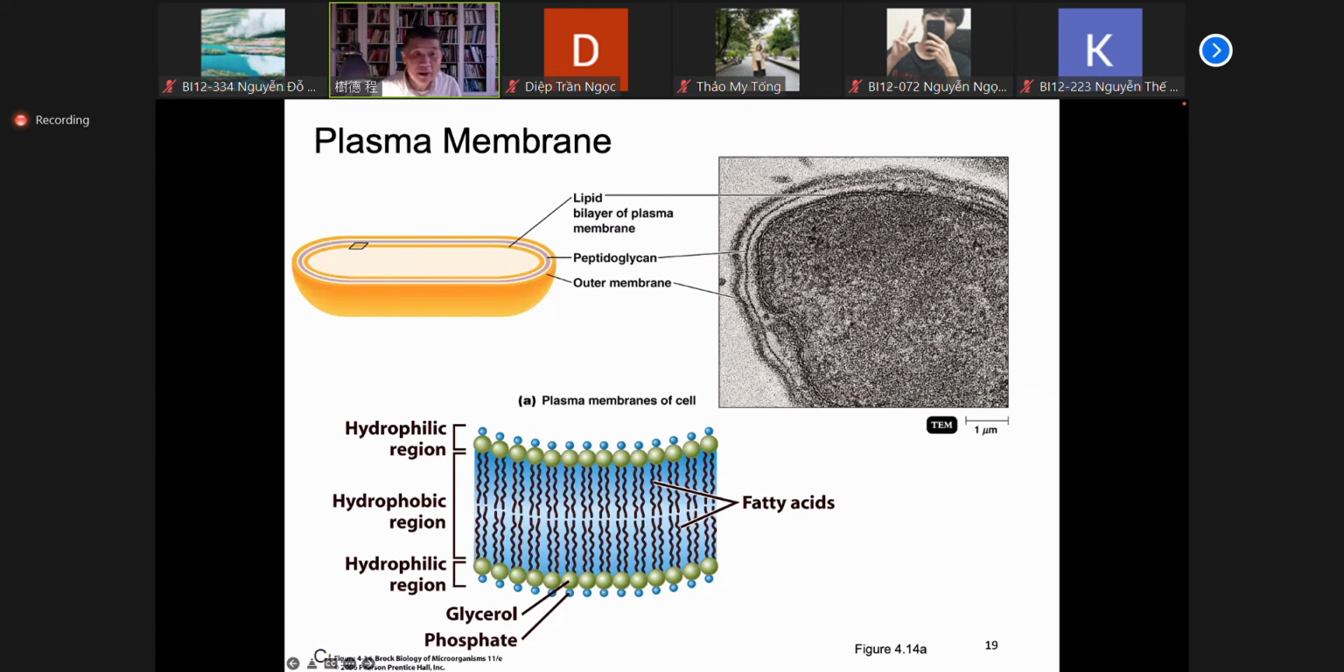Instead of one single plasma membrane, we can see that there is one inside and one in the middle called peptidoglycan. Then on the outside, some bacteria have two plasma membranes, two membranes. This is very strange, and we have not figured out how and why. It has two membranes and one wall, the cell wall.